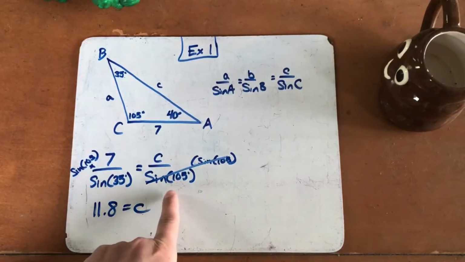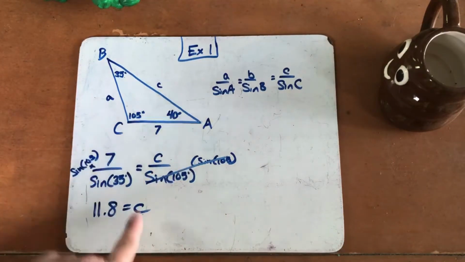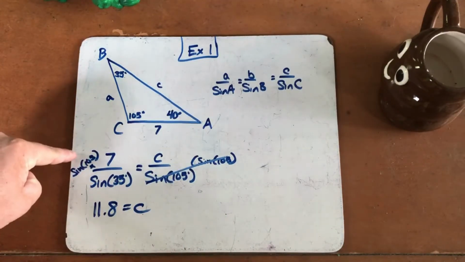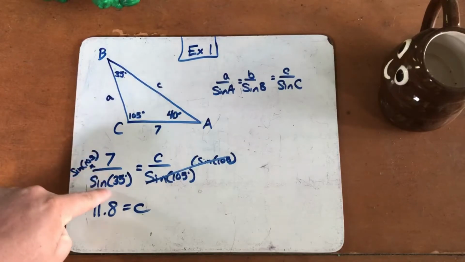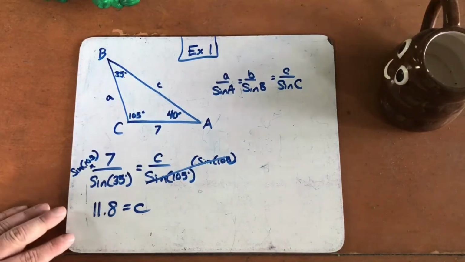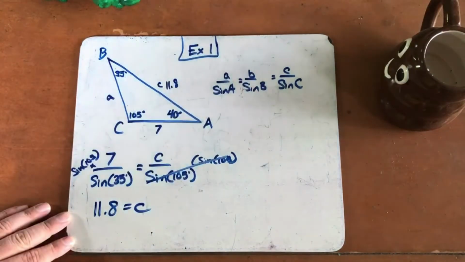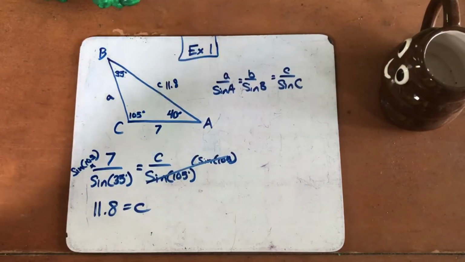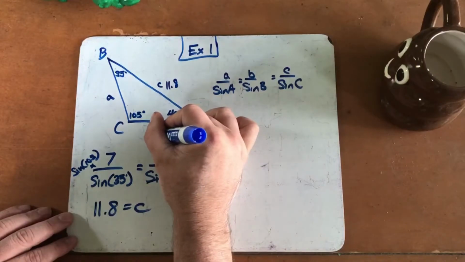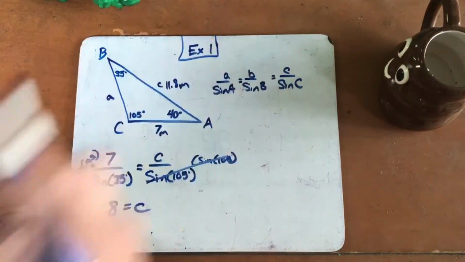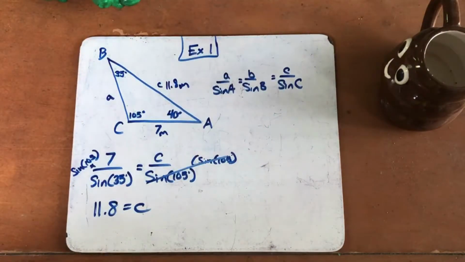All right, so when I multiplied both sides by the sine of 105, that left me with C. And when I do the sine of 105 times 7 divided by the sine of 35, it equals 11.8. So side C is 11.8, whatever the unit of measurement is. So let's say this is meters. So that means when I find A in just a second, that is also going to be meters.